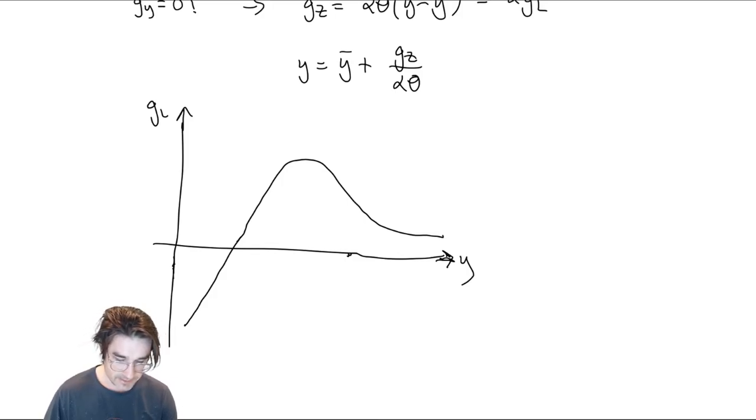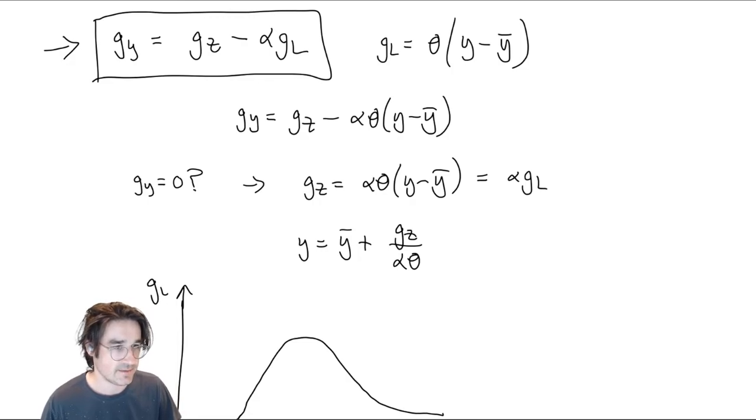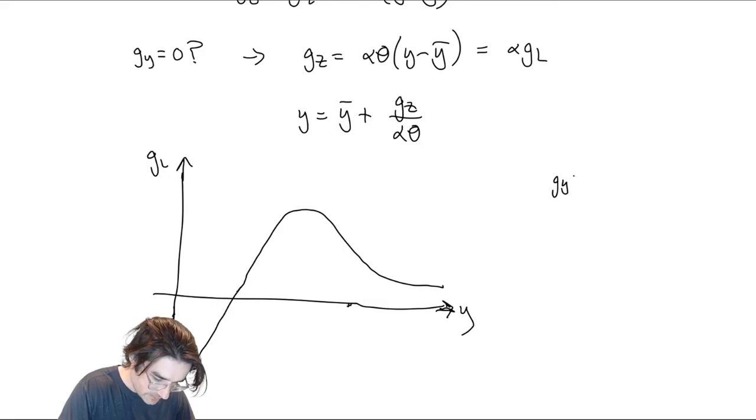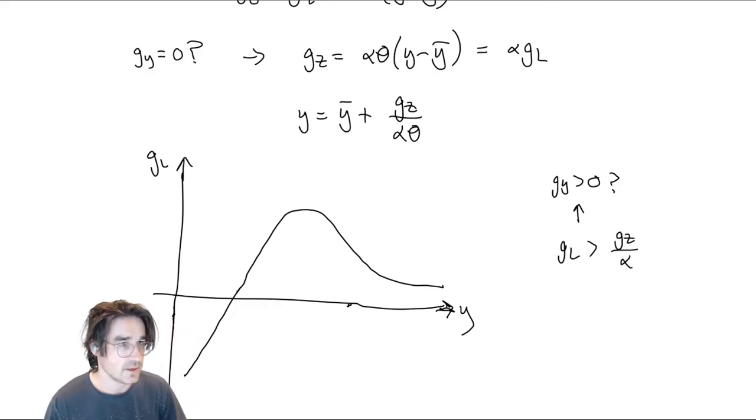So that equation up there, right? GY equals GZ minus alpha GL. Another way to write it is a statement about GL. Basically, if you solve for when GY is positive, it's when GL is greater than GZ over alpha. So GY positive, well then you need GL greater than GZ over alpha. That means that if we know GZ, 2% or whatever, and we know alpha, then GZ over alpha is 4% or something like that.